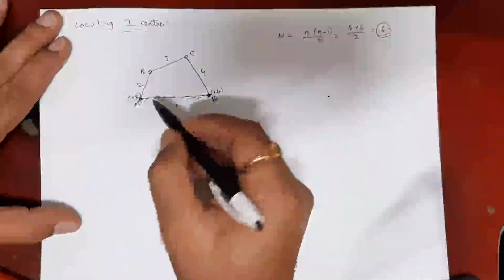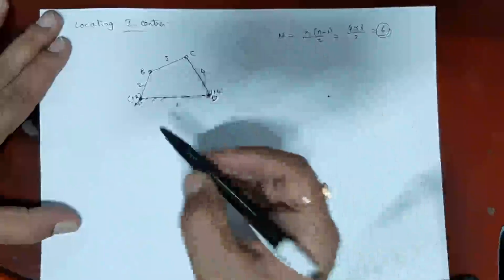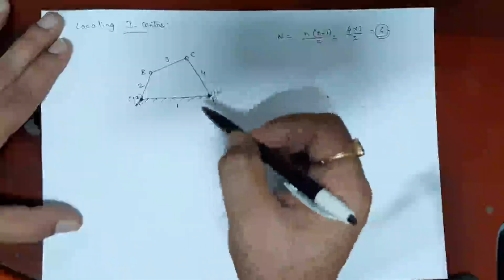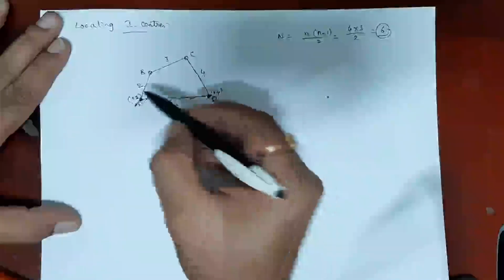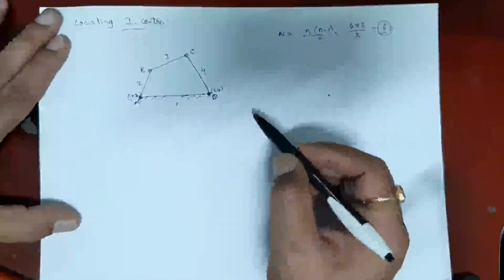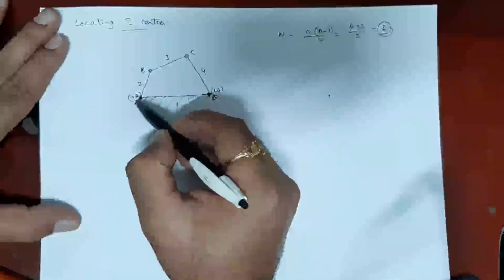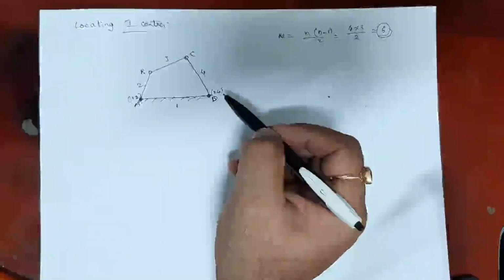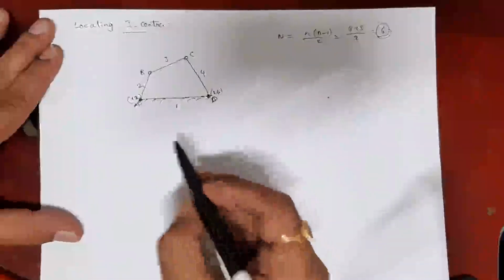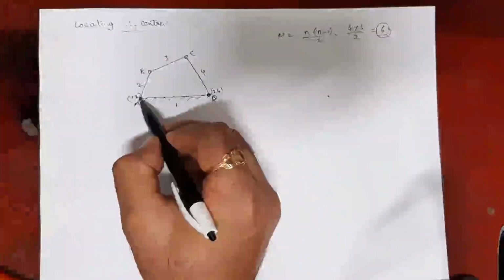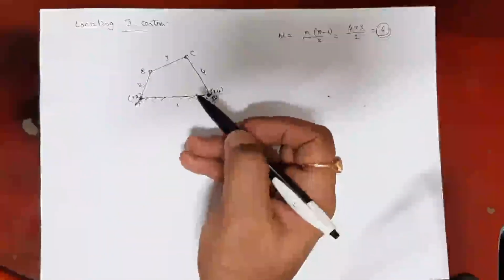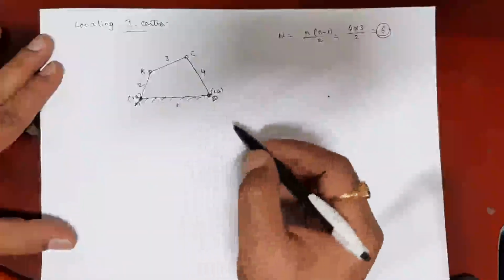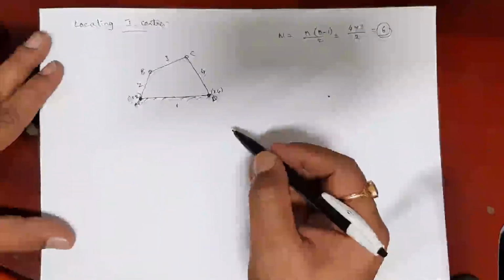After some time, the configuration of this mechanism may change, because the link AB is rotating with some angular velocity. But the positions of instantaneous centers I12 and I14 are not changing. They are fixed instantaneous centers, and they are always located at pin A and pin D. So these we call fixed instantaneous centers.